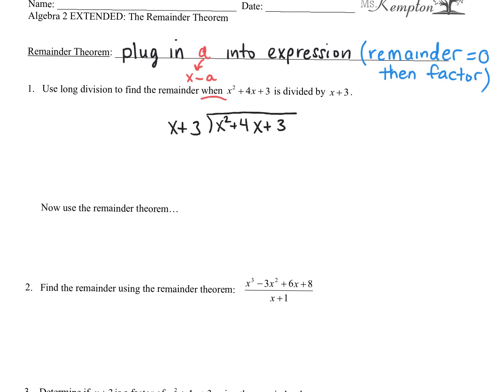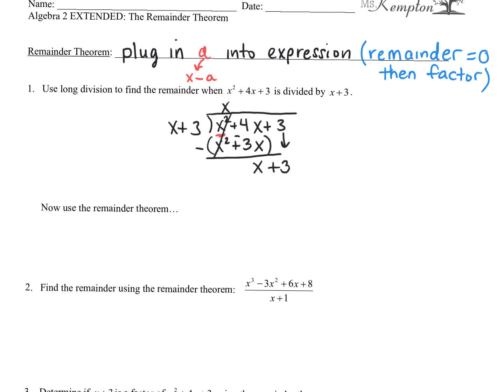Okay, so we need to figure out what multiplies to x that gets to x squared. So my first term is going to be x, because x times x is x squared. Now I also need to multiply that by the second term, so x times 3 is 3x. Now I subtract going down. Don't forget that that changes, so 4 minus 3 is just a positive 1, x. Drop this 3, and then we start it again.